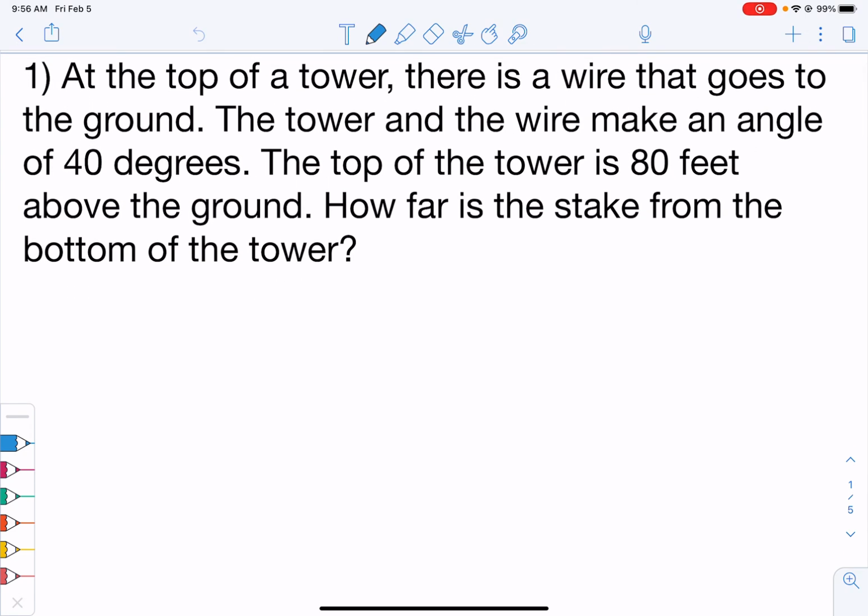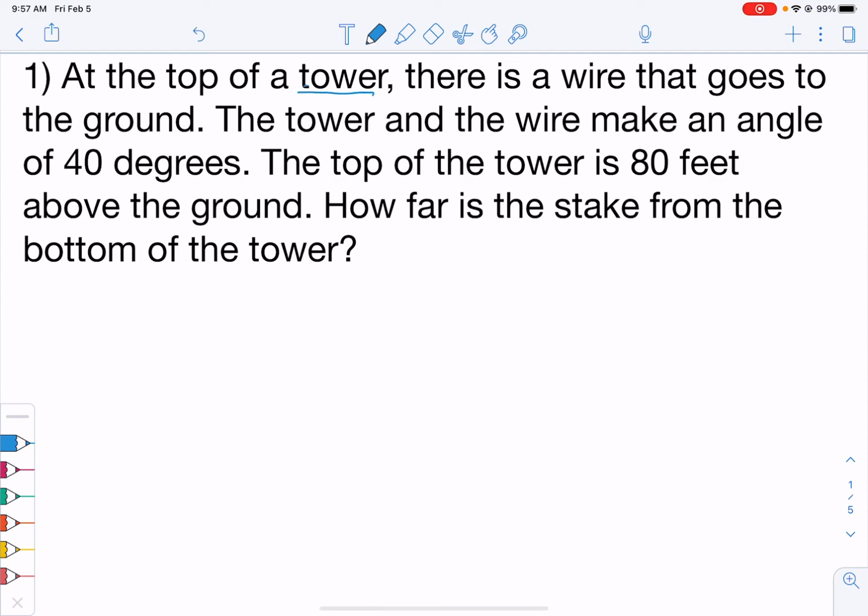At the top of a tower, there's a wire that goes to the ground. The tower and the wire make an angle of 40 degrees. The top of the tower is 80 feet above the ground. How far is the stake from the bottom of the tower?